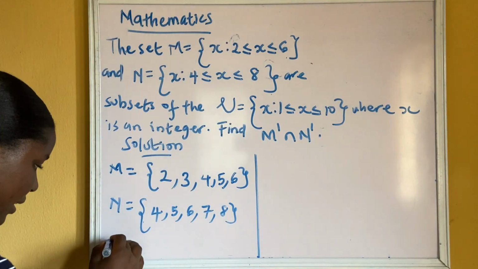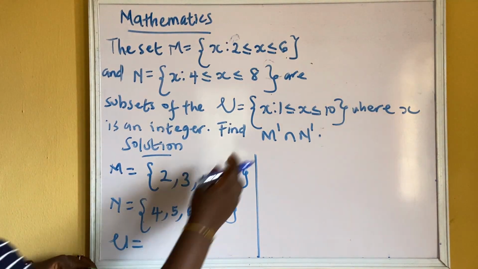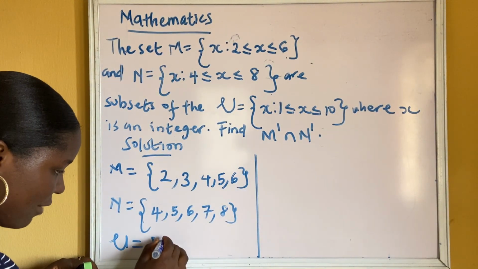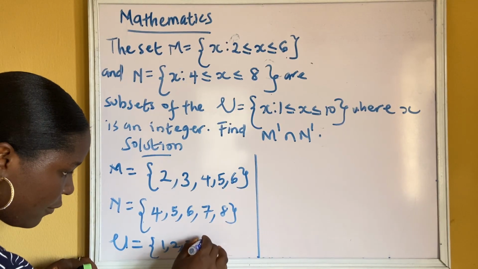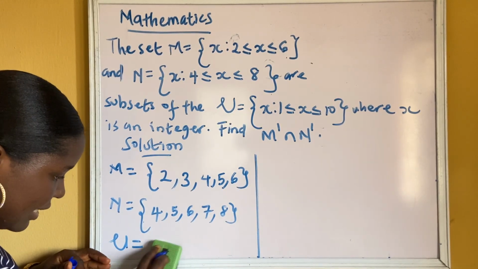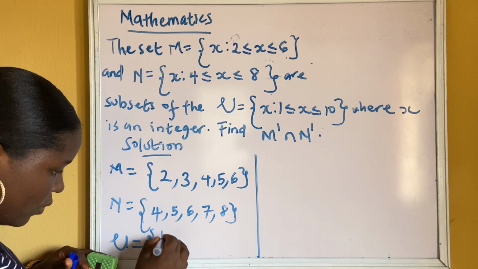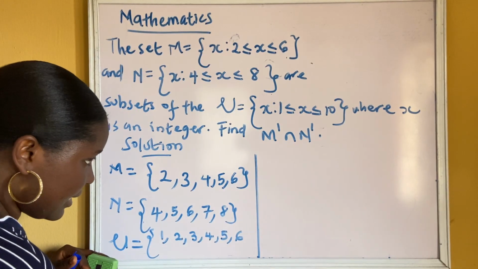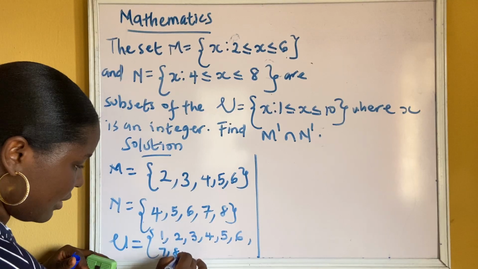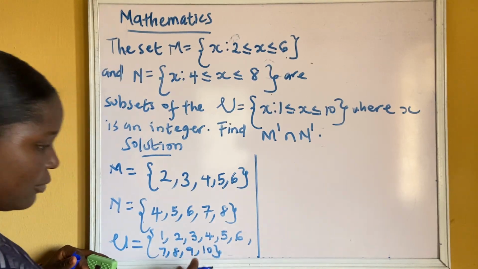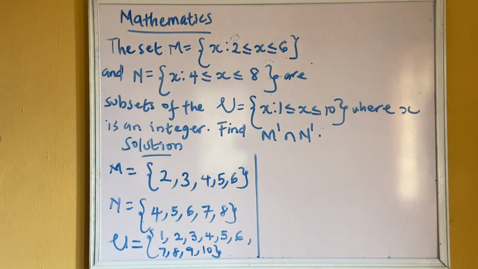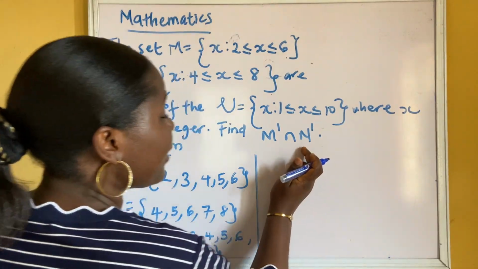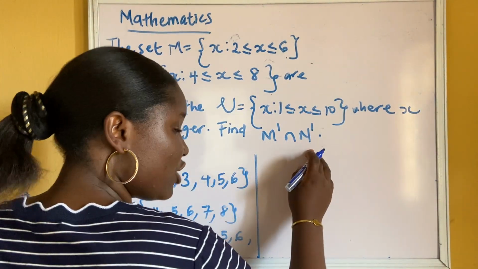Then we come to the universal set, which says x is from 1 to 10. So we have 1, 2, 3, 4, 5, 6, 7, 8, 9, 10. Now I'm just trying to manage the space, so please pardon me for that. Now we're not done. We have to find M prime intersection N prime. That's M complement intersection N complement.